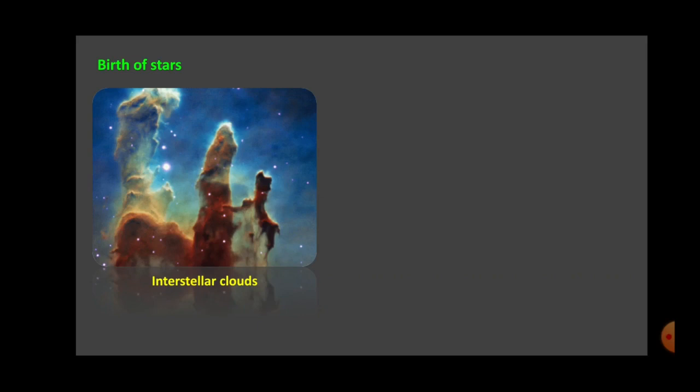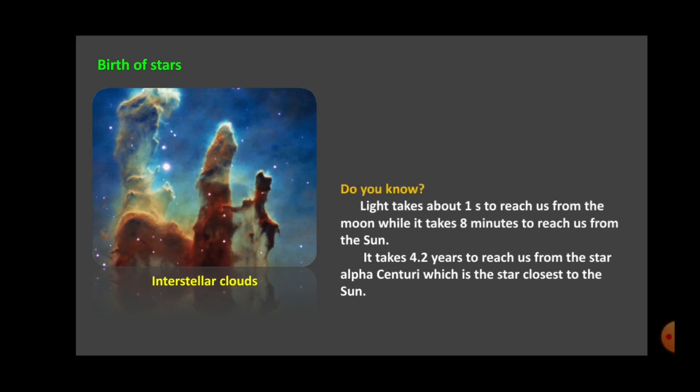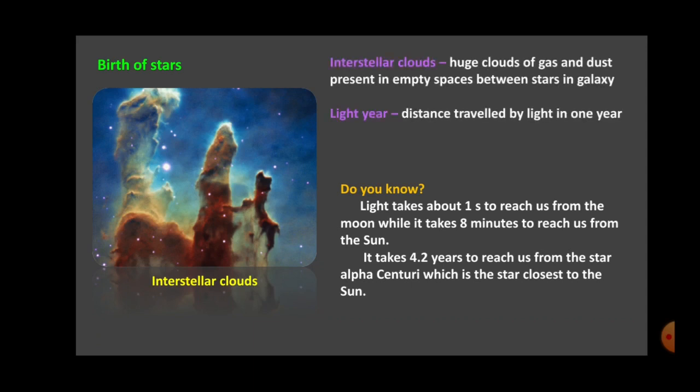Now, students, scientists use the unit of light year for measuring large distances. A light year is the distance traveled by light in 1 year. The speed of light is 3 lakh kilometers per second, and a light year is almost equal to 9.5 times 10 raised to power 12 kilometers.